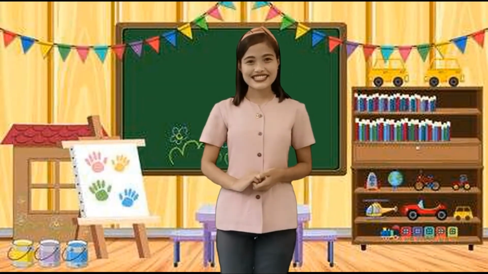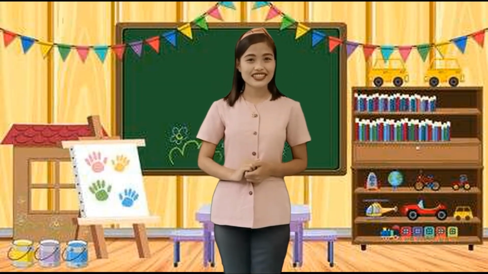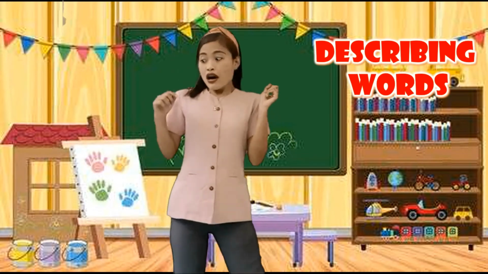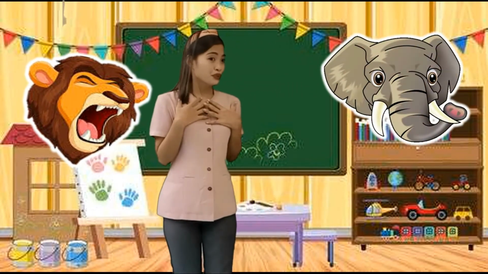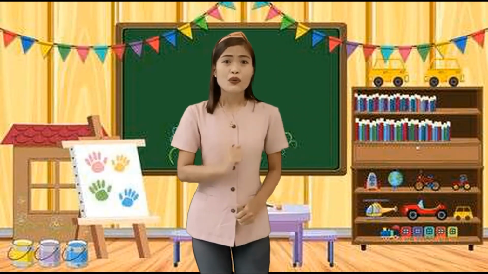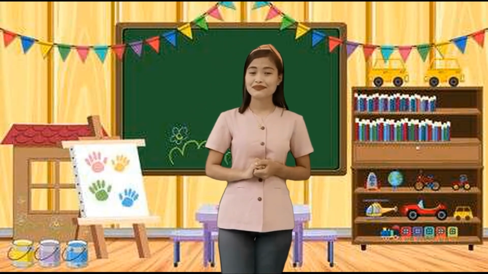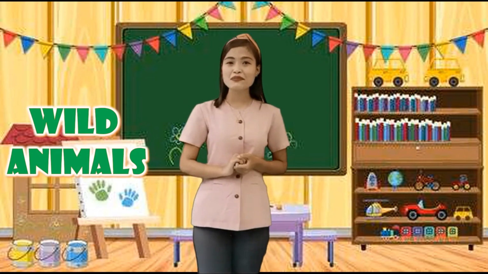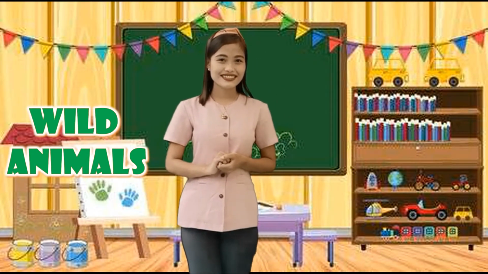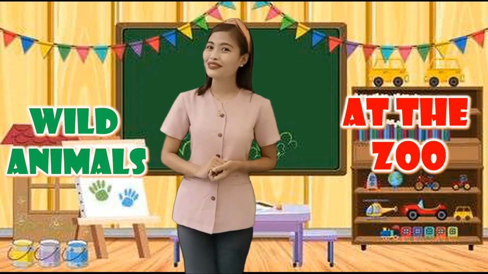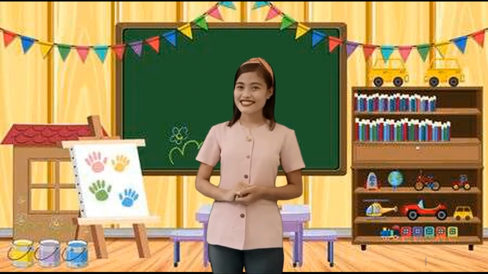Now let's begin our lesson by listening to a short selection. As you listen, write down all the describing words that you heard. Did you hear that? Where does that sound came from? Right! Those sounds came from wild animals. But where can we find those wild animals if you are here in the city? Correct! We can find those wild animals at the zoo. Let's listen to this.